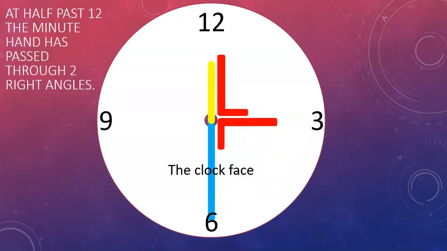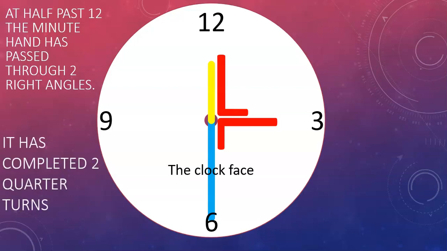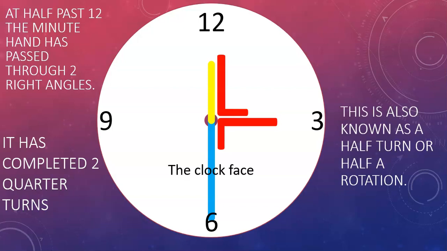At 12:30, the minute hand has passed through 2 right angles. It has completed 2 quarter turns. This is known as a half a turn, or a half a rotation. So when the minute hand has travelled to 12:30, it has completed a half a rotation.